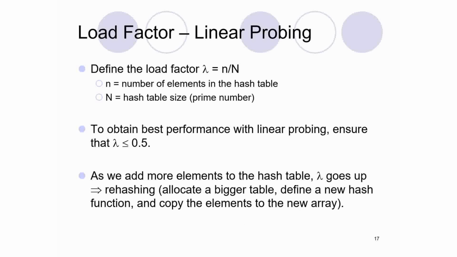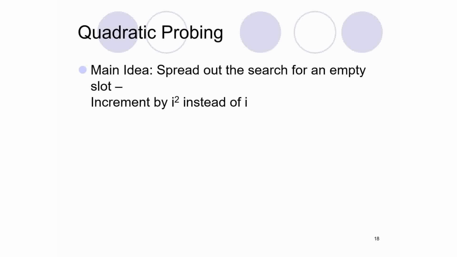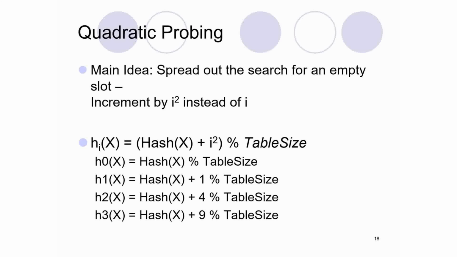Another way of handling collision is quadratic probing. The main idea of quadratic probing is to spread out the search for an empty slot. Increment by i squared instead of i. h0 equals hash mod table size, h1 equals hash plus 1 mod table size, h2 equals hash plus 4 mod table size, h3 equals hash plus 9 mod table size.